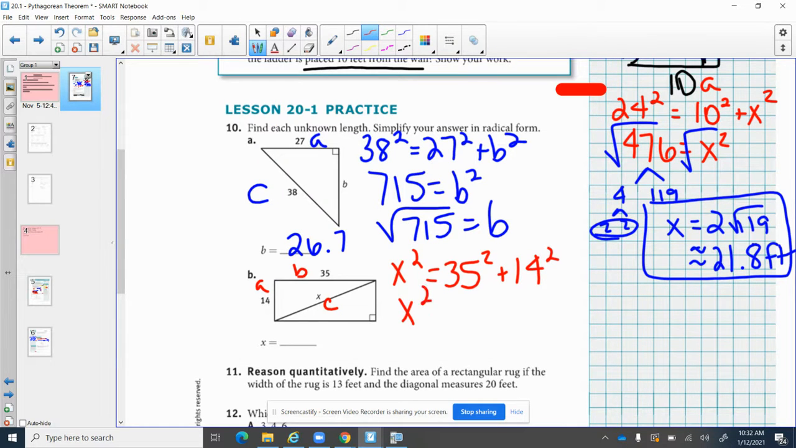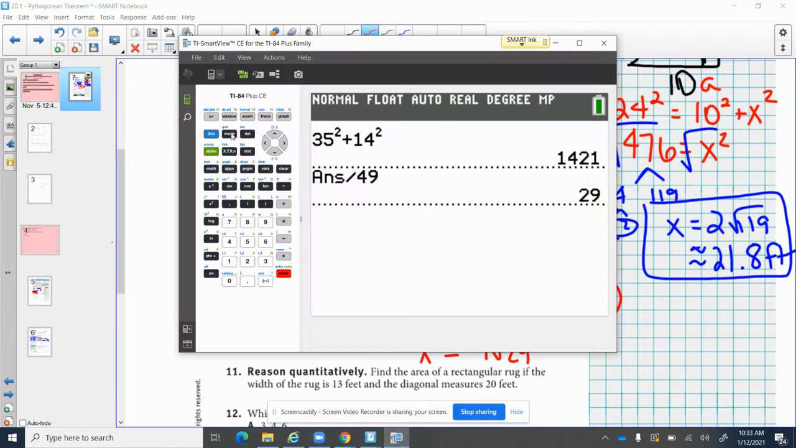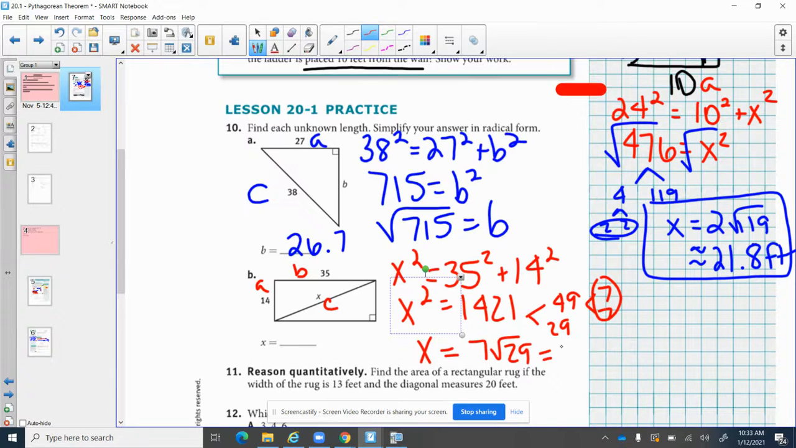So x squared equals 1421. The biggest one that goes into this is 49 times 29. So that's 7 and 7 that move out. So in radical form, after we square rooted, this would be 7 square root 29. Again, most of the time, what we're going to look at for this is the decimal approximation. Square root of 1421 was 37.7. So that would be your final answer there.